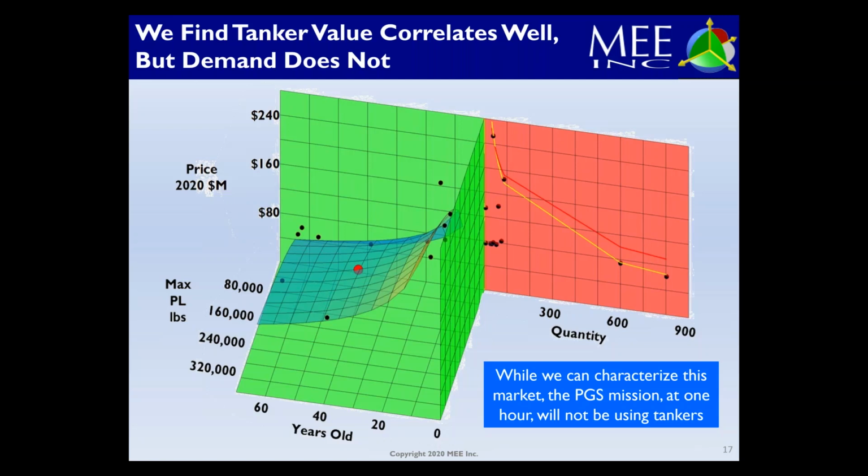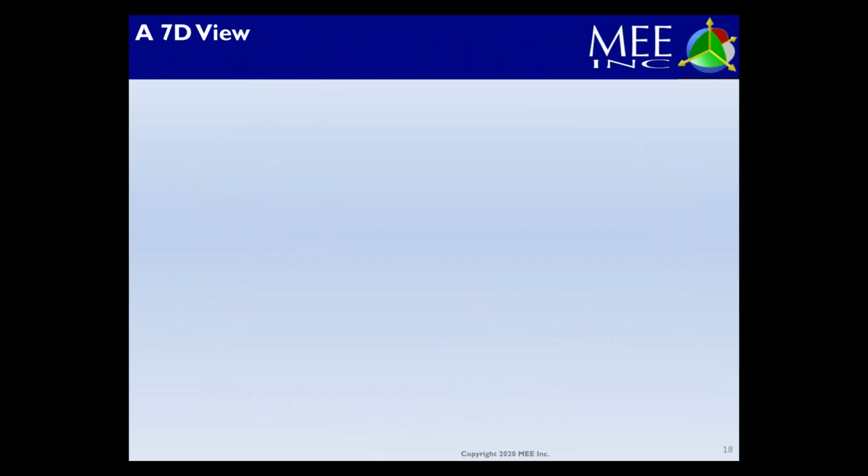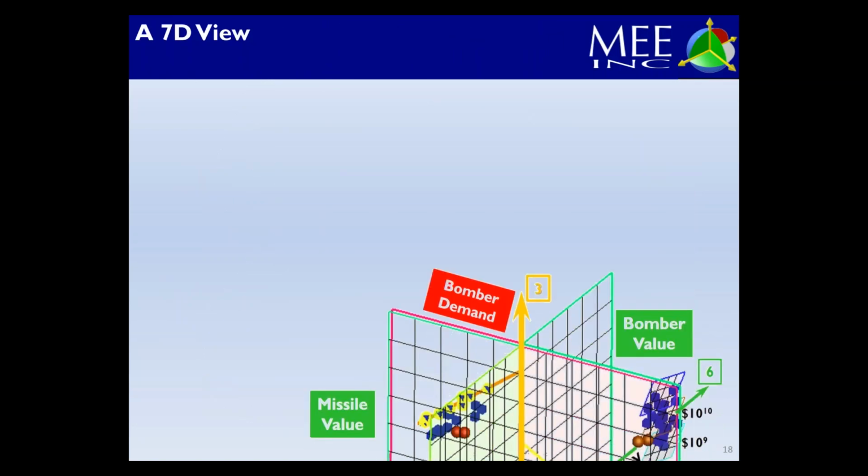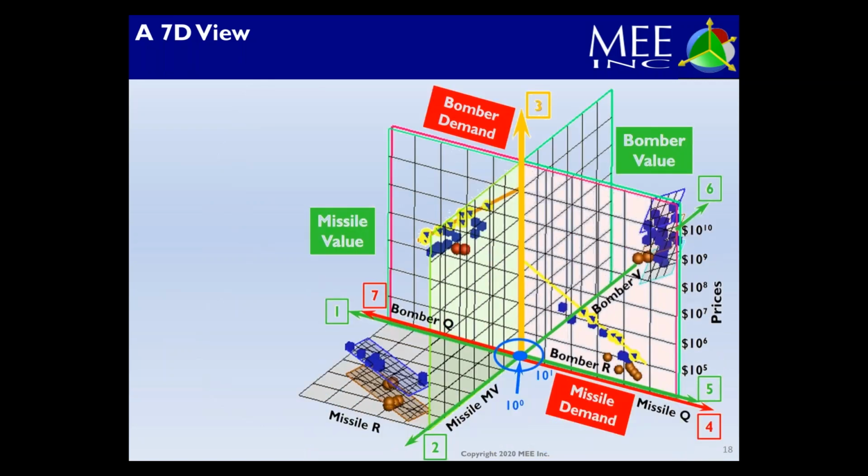So like in math, where you get to cancel out a term, in this case we get to cancel out a whole market. That market for this exercise doesn't appear to be in action. We're not going to use it. So based on what we saw for the missiles and the bombers, each of them had a 4D view. If we jam them together, as shown here, we get a 7D view.